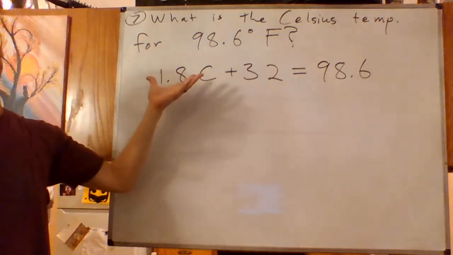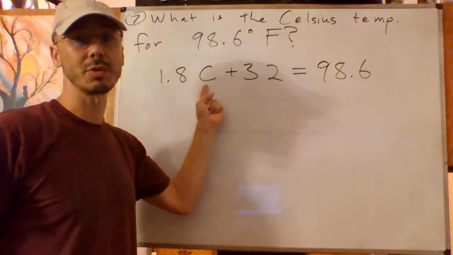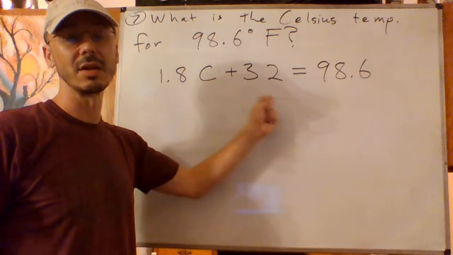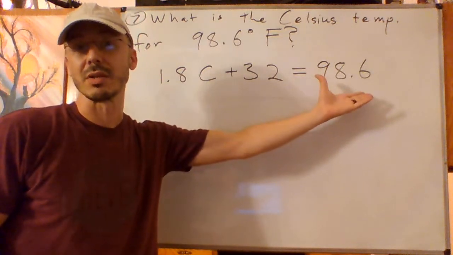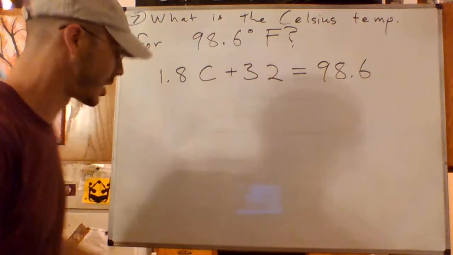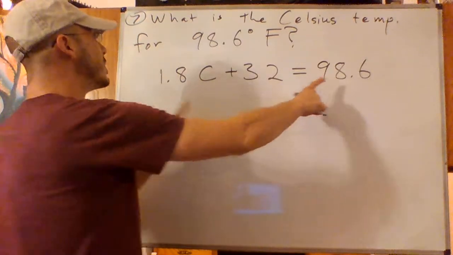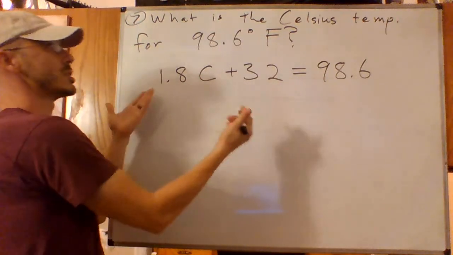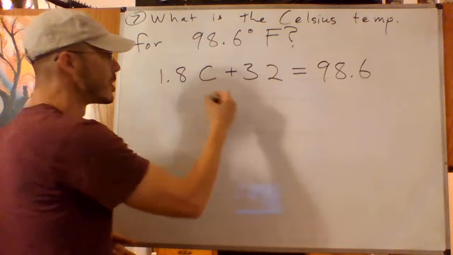The rest of this is kind of a conversion equation. Now, if we knew what the Celsius temperature was, we could multiply it by this and add 32 and get whatever the Fahrenheit temperature is. It's the same temperature, it's just two different scales of measurement. Here, though, we have the Fahrenheit, we need to find the Celsius, and so we just need to solve this linear equation in one variable.